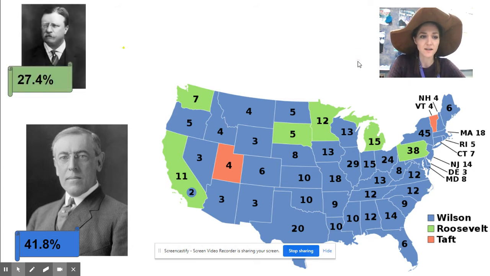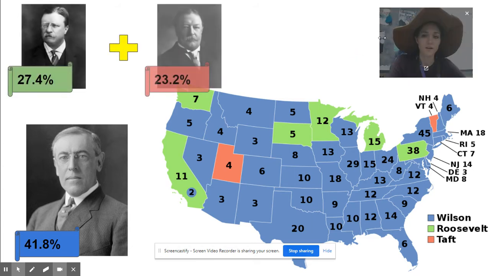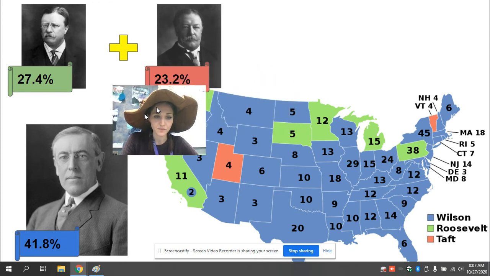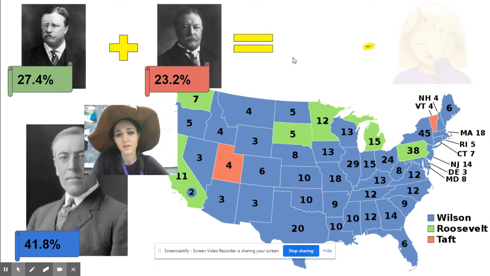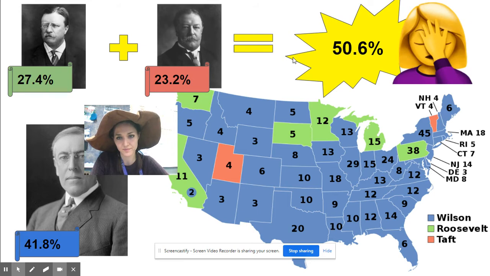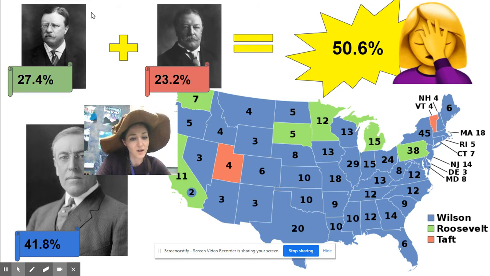This is because if we were to add up the popular vote for Teddy Roosevelt and William Howard Taft, remember their parties were very similar, they would have had the popular vote. Okay, so they probably would have won the election if Teddy Roosevelt hadn't gone out and made his own political party.